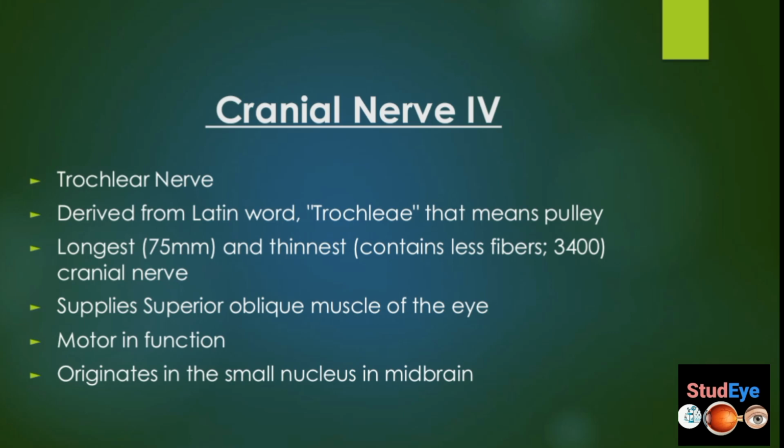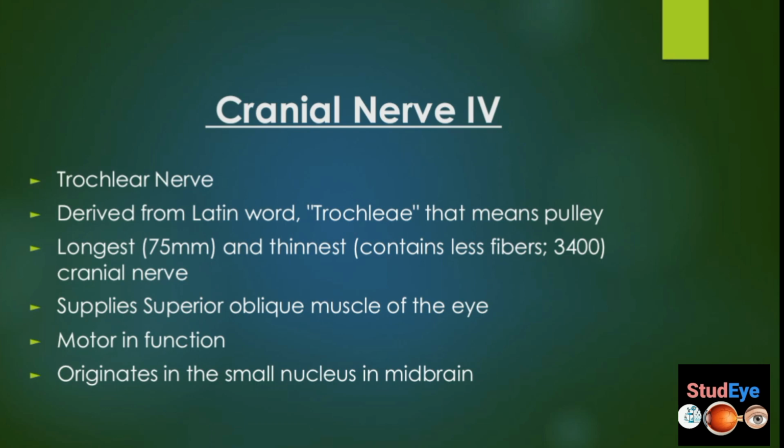And over here one more important thing is why it is derived from the name trochlea. It is because the muscle which is innervated by the cranial nerve 4 passes through a pulley-like structure, right? So it passes through a pulley, that is trochlea. That is why this nerve is named the trochlear nerve, and this is the longest.